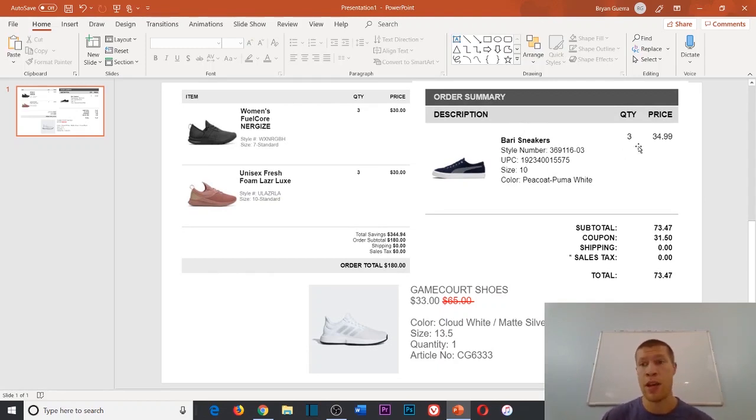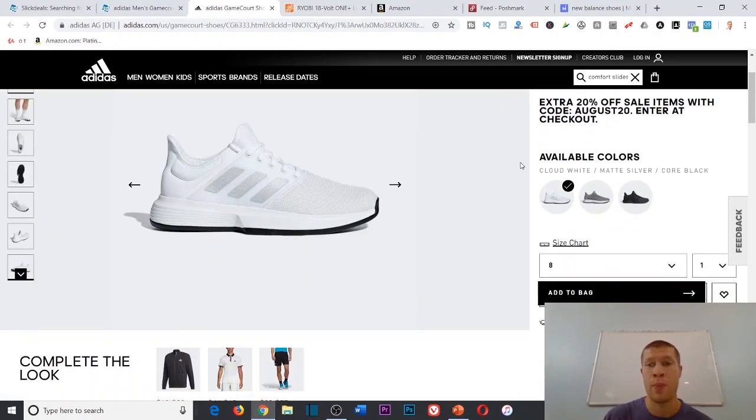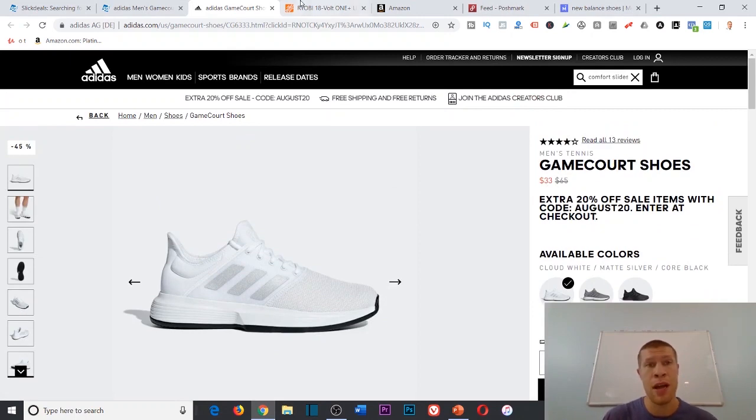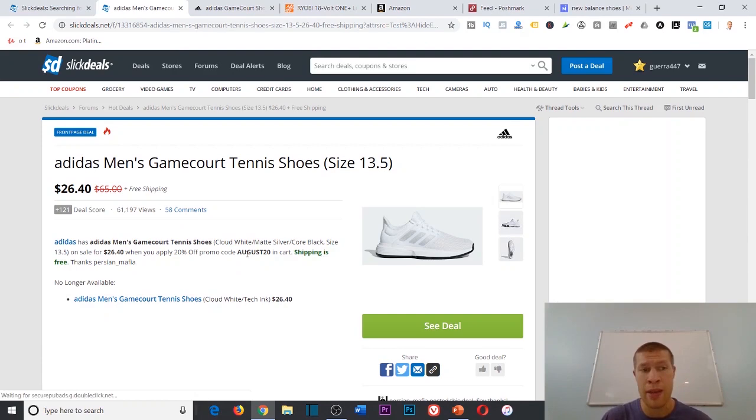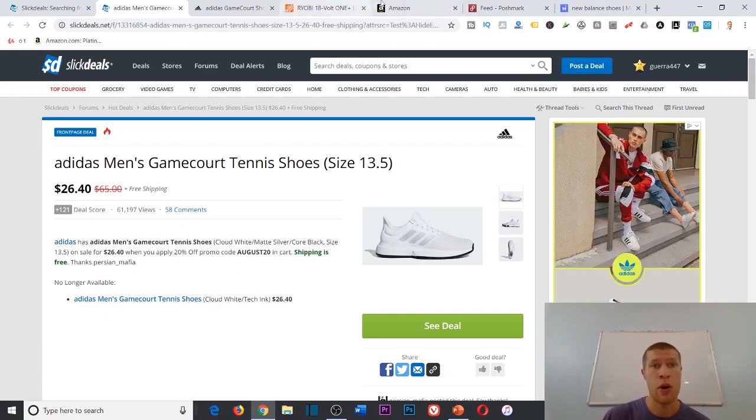Here's another example right here, $34 or $35 for each pair for a grand total of $73.47. I'm gonna flip all these back on Poshmark and Mercari, probably for like $60 to $70, and make that markup. So let me show you an example of how you would potentially do this. These are 33 right now with a coupon code of August 20. You would get them for $26.40 to your door.